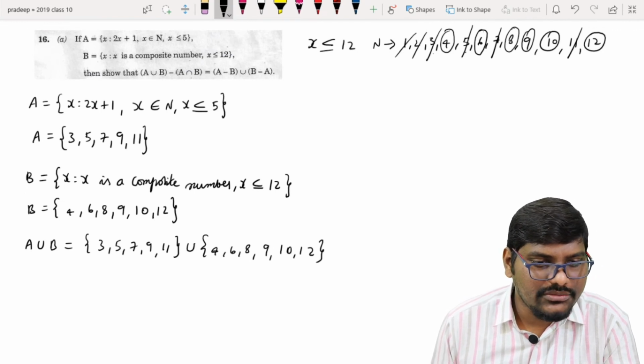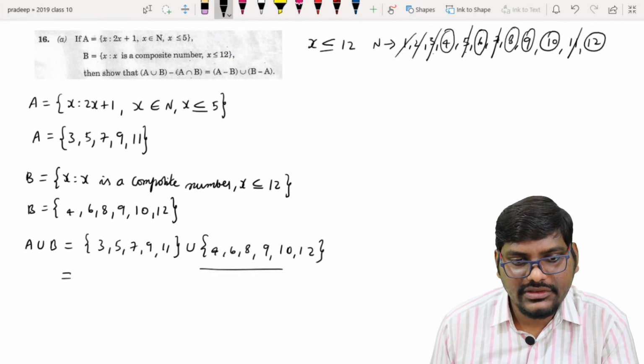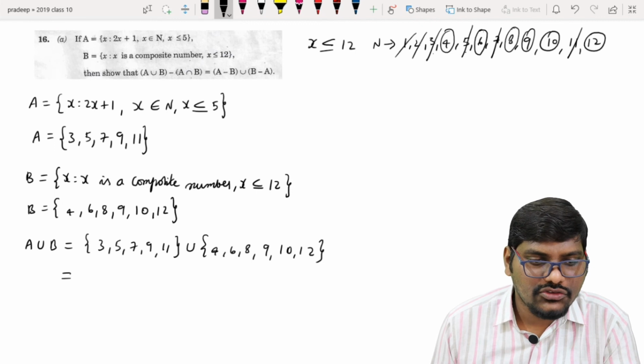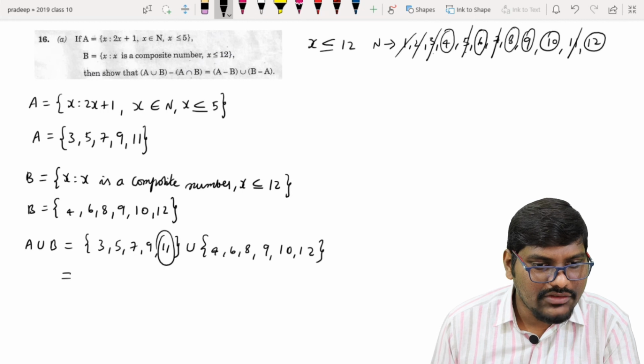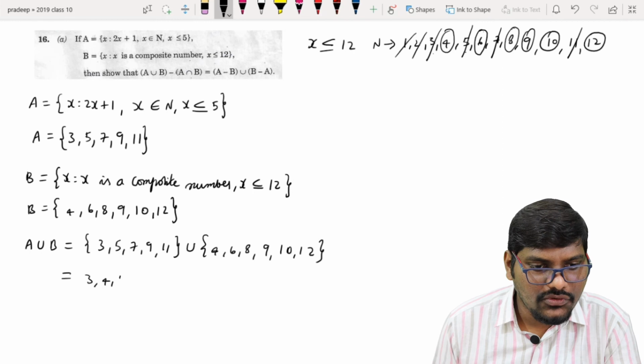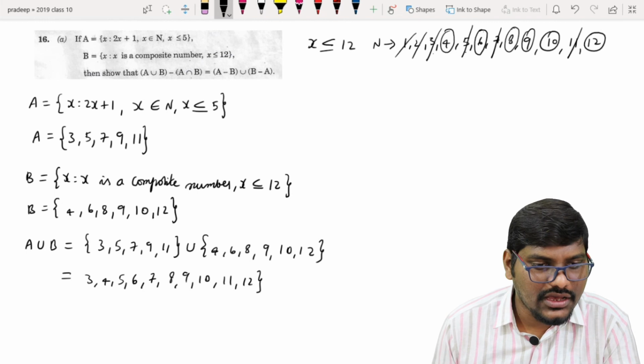So we have to do A union B, which means we have to take all the elements, whatever is here and whatever is there, we will write that. There is 3 here and 4 here, 5 is also there, 6 is here, 7 is there, 8 is also there, 9 is there, 10 is there, 11 here and 12 here. So everything is there. So we can write 3 4 5 6 7 8, then 9, then 10, 11, 12. So this is the A union B set.